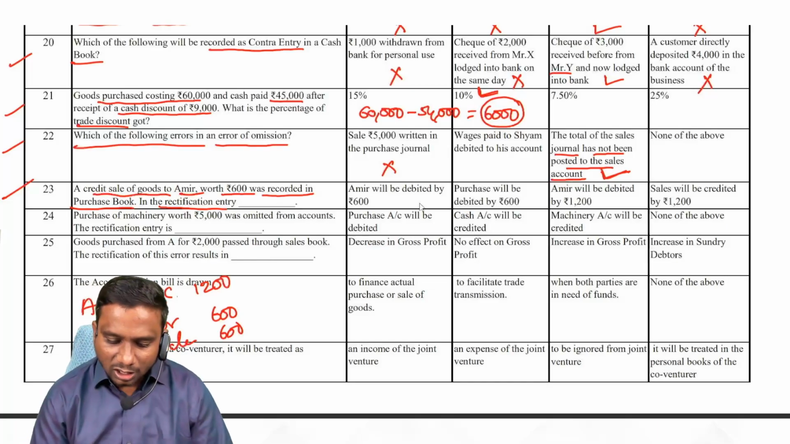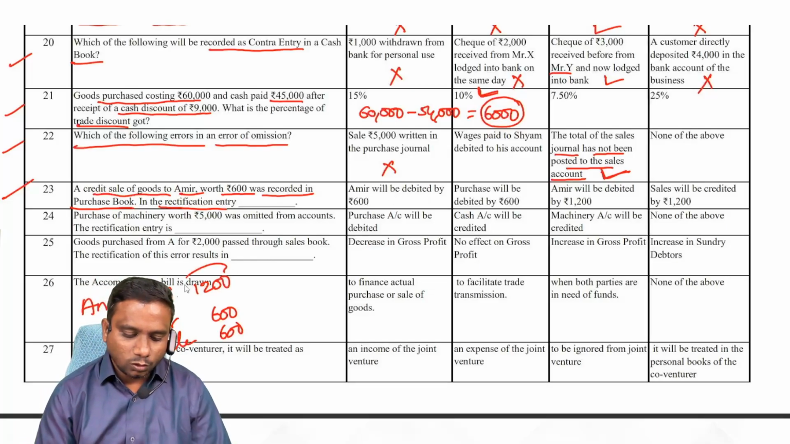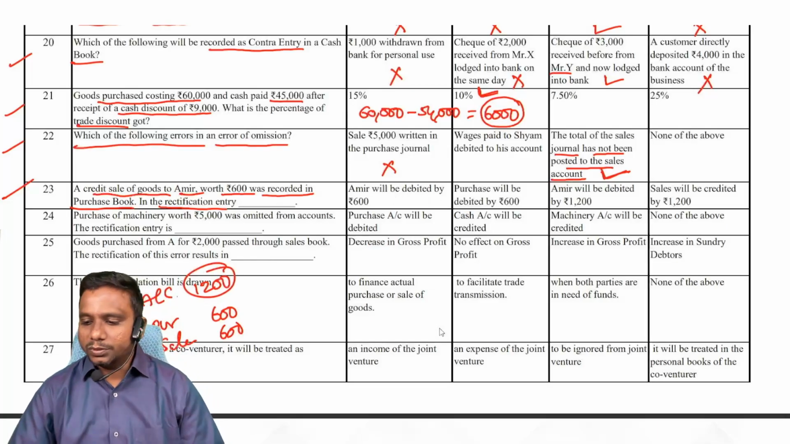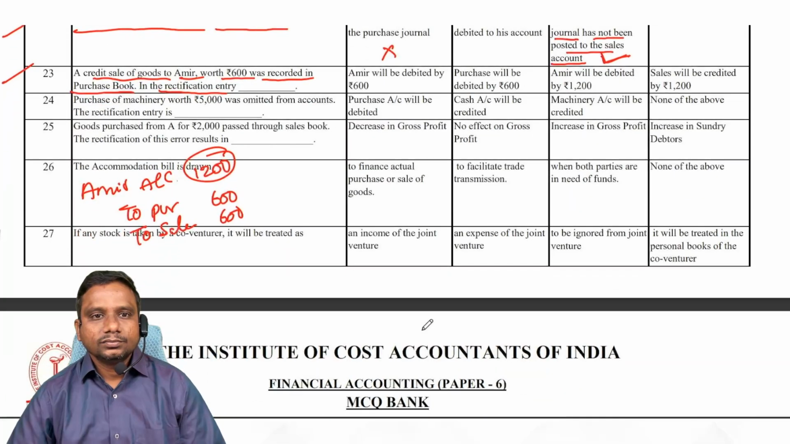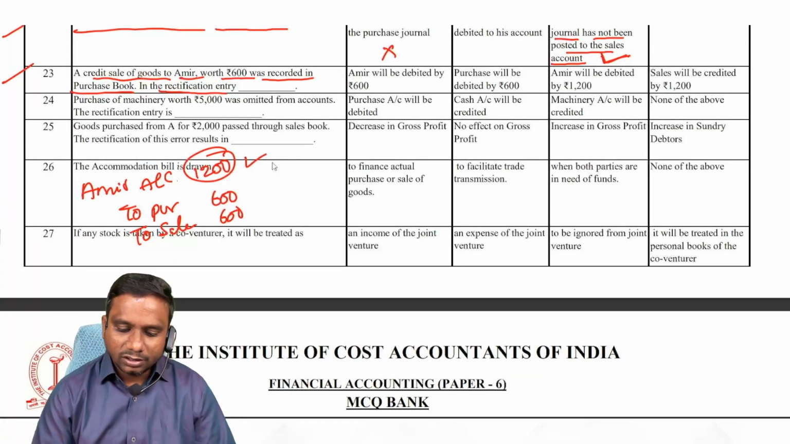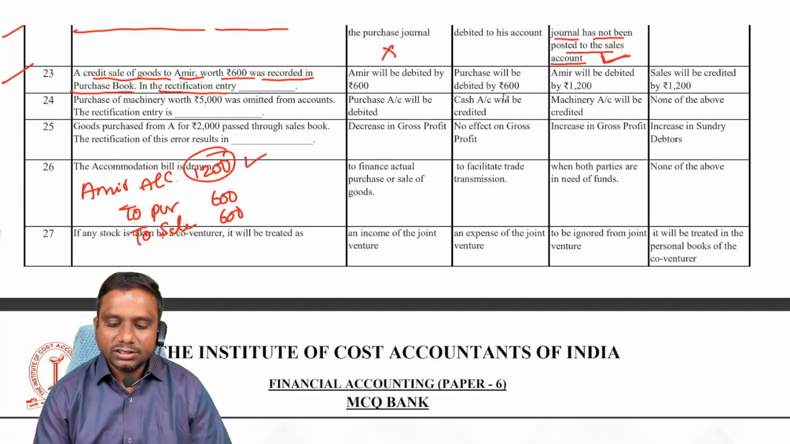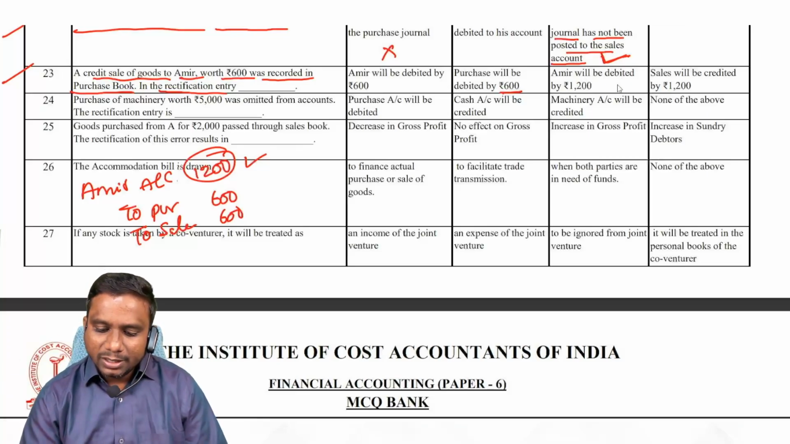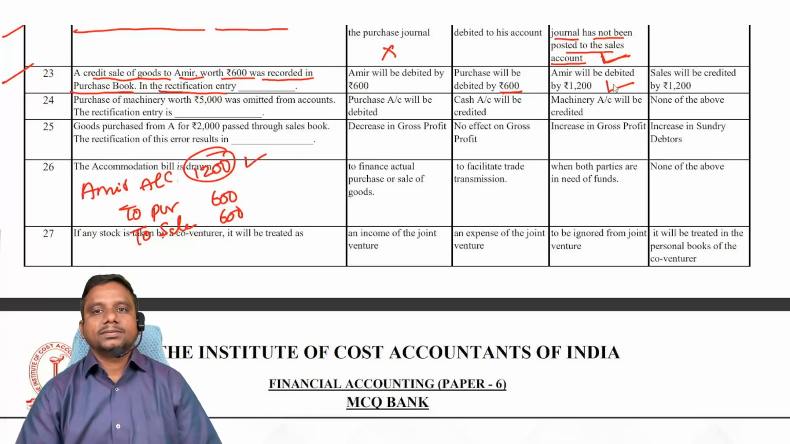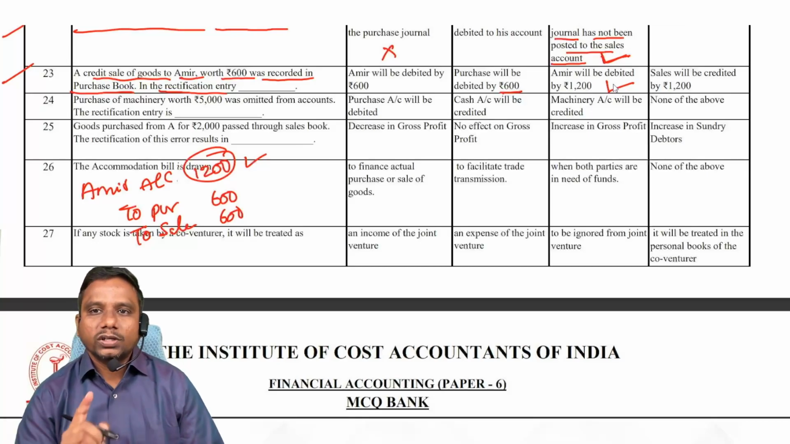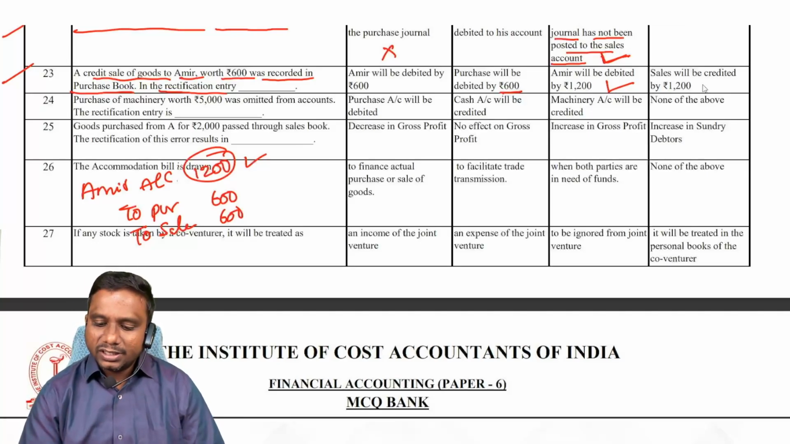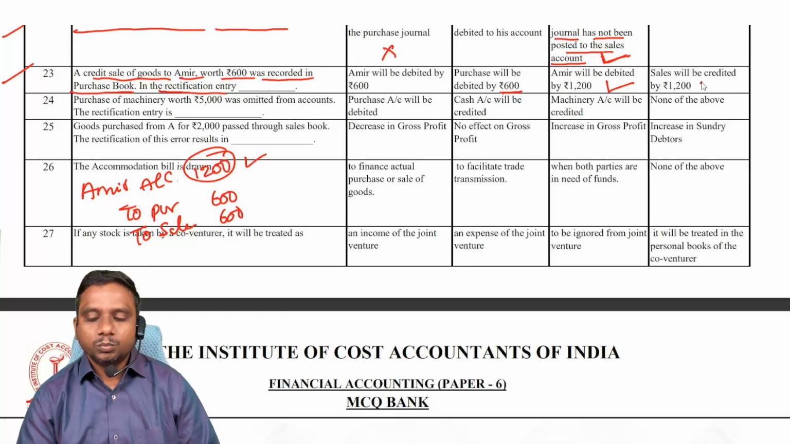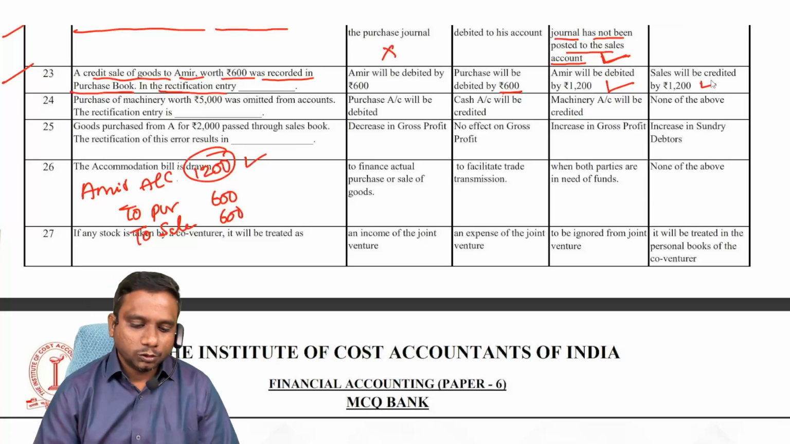Yes or no? Now Amir will be debited 600. Amir will be debited with 1200 rupees. Next, purchase will be debited with 600. Already purchase is debited with 600 rupees. Amir will be debited with 1200. Yes, it is correct. Amir will be debited with 1200 rupees. Sales will be credited. Yes, sales will be credited, but 600 rupees. So be careful while you are writing this rectification entry.